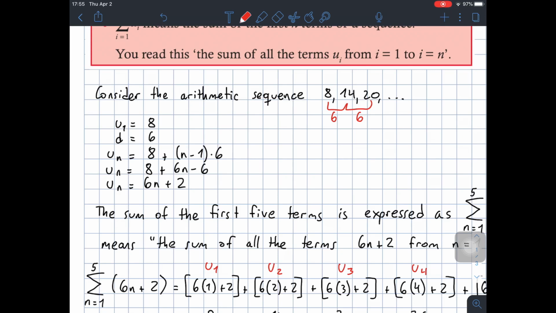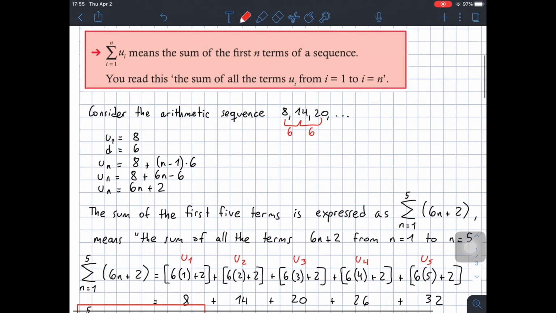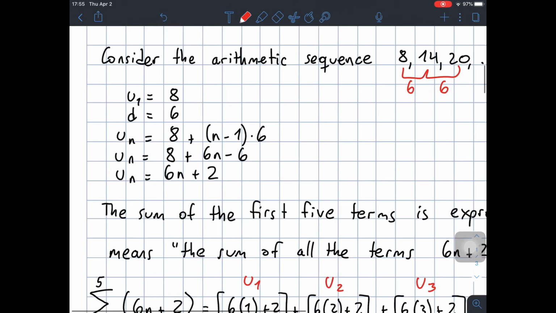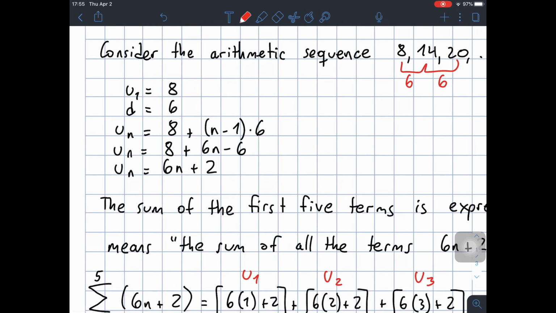If I want to find Un, remember this is the formula for an arithmetic sequence. The formula was Un equals U1 plus (n minus 1) times d, right? So that's what I'm doing here: U1 plus (n minus 1) times the common difference. So if we plug in the values for this case, it will be 8 plus (n minus 1) times 6. And if we develop this, we will get 8 plus 6n minus 6. And finally, this would be our equation, which is 6n plus 2.